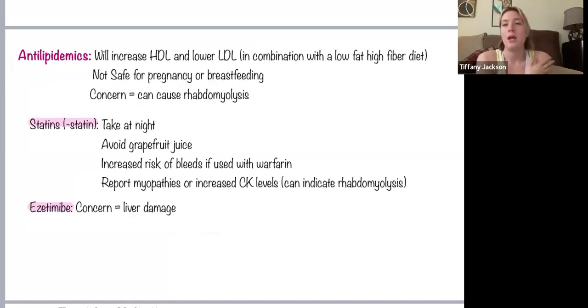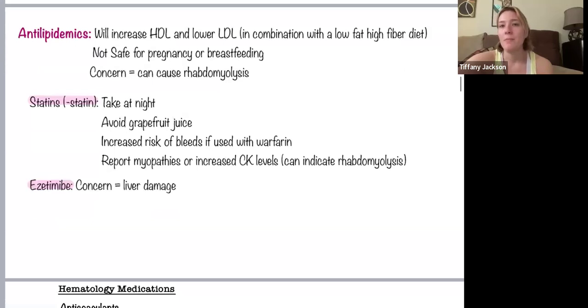Big concern is they can cause rhabdomyolysis. So what are we doing? We're assessing the patient for muscle pain, fatigue, weakness. Most common are our statins we take at night. We avoid grapefruit juice. Ezetimibe is also another common anti-lipidemic drug. However, this can cause liver damage.